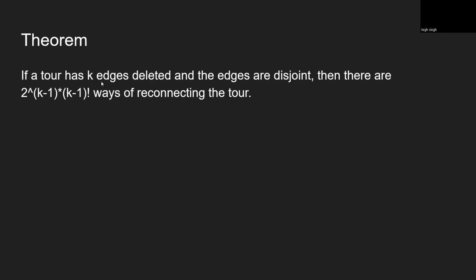If a tour has k edges deleted and the edges are disjoint, then there are 2 to the power k minus 1 times (k minus 1) factorial ways of reconnecting the tour. This comes about from the same approach that we use to determine the number of tours for 3-opt. Using the same approach, we can prove this theorem.